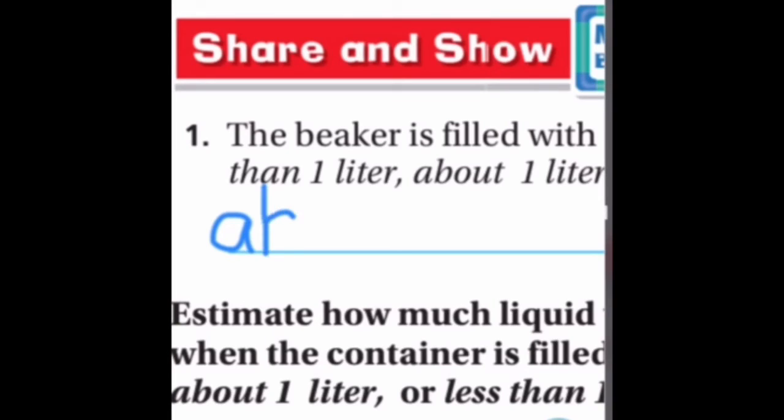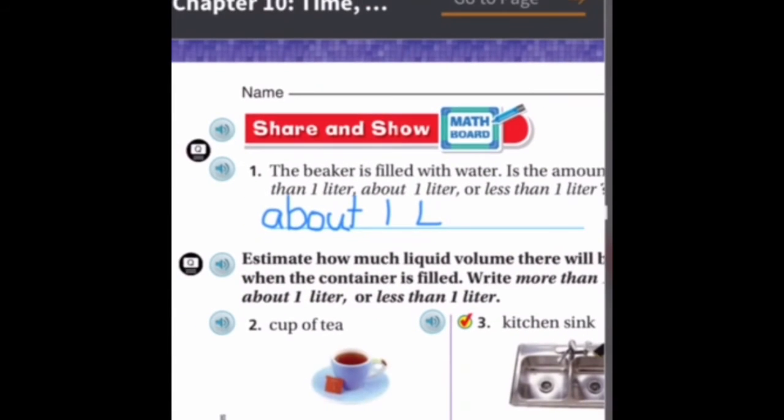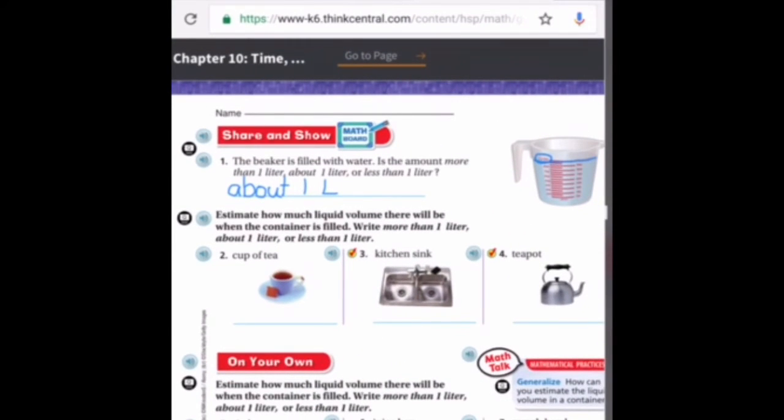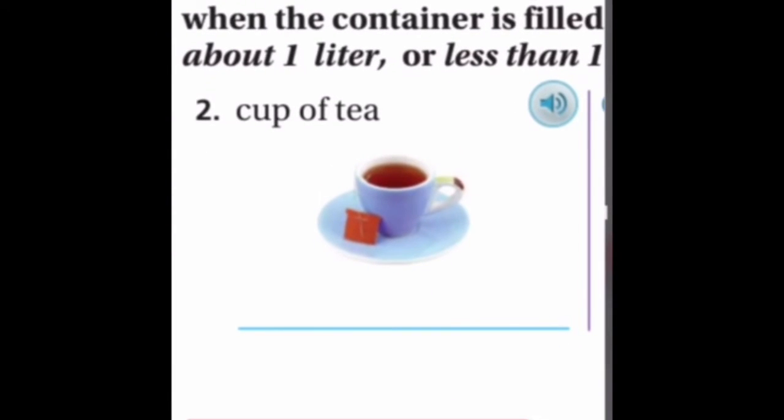And we are going to write it. We're not going to be too lazy here, right? About 1 abbreviation, liter. Maybe I was a little lazy. Okay, the next 3. Estimate how much liquid volume there will be when the container is filled. Write more than 1 liter, about 1 liter, or less than 1 liter. So here we have it looks like a teacup. How much liquid volume does that teacup hold? It holds less than 1 liter.